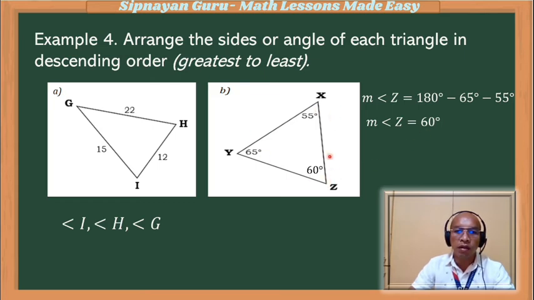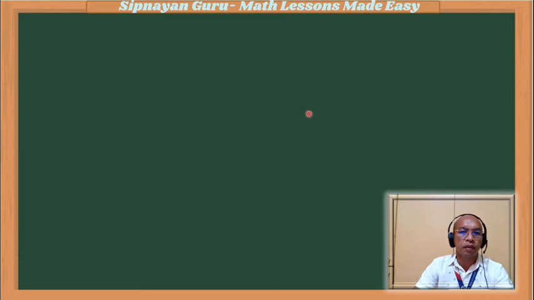Since you already have the three angles, the longest side is the side opposite the largest angle, and that is XZ. Followed by YX or XY. And lastly, YZ, opposite the smallest angle.